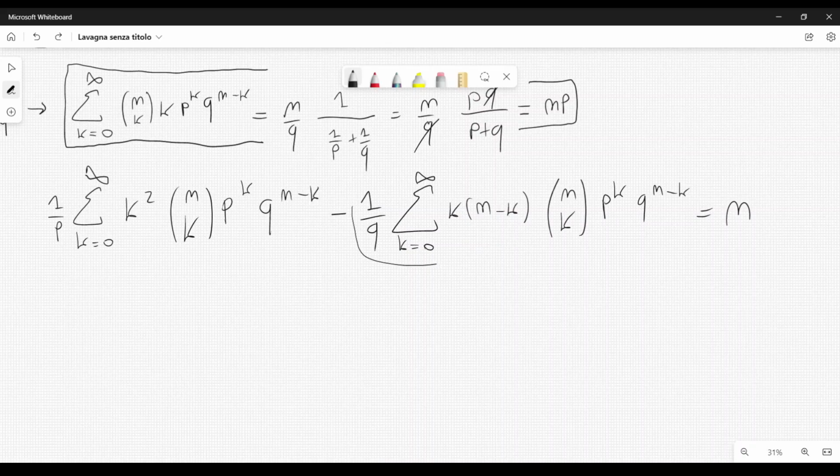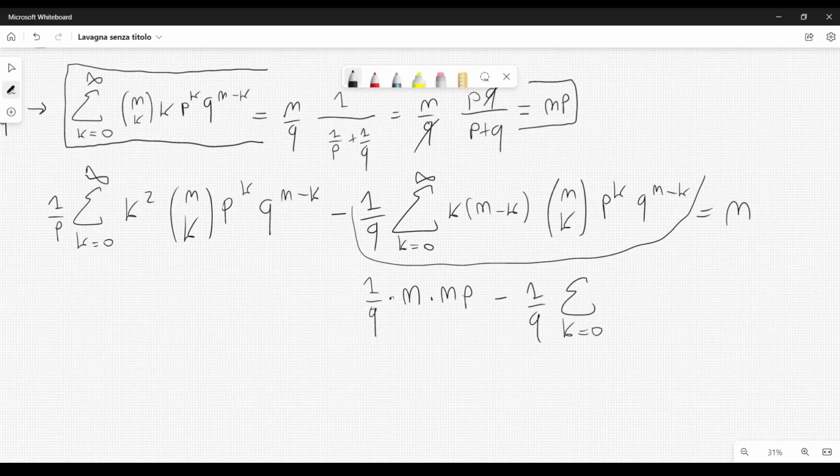So this part here will give me 1 over q times n times p, and then I will have minus 1 over q sum over k from 0 to infinity. I get another minus from here, so I will get a plus k squared n choose k, p to the k, q to the n minus k. And now you get the idea, right?